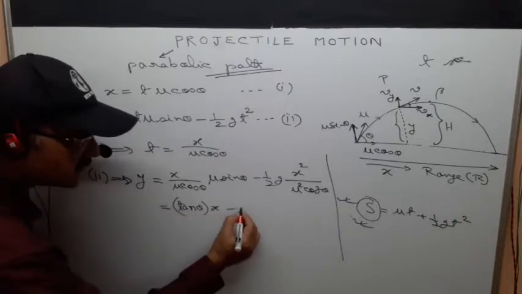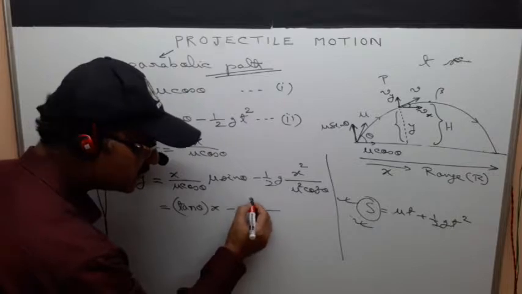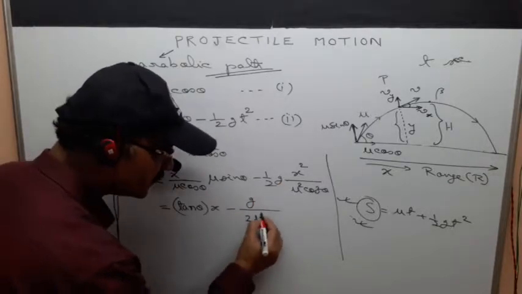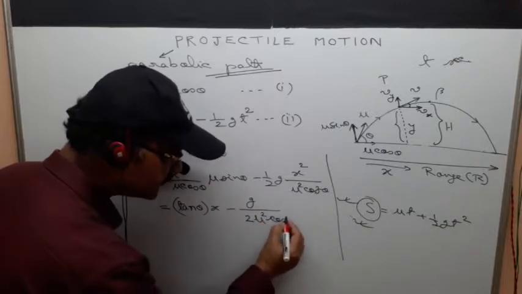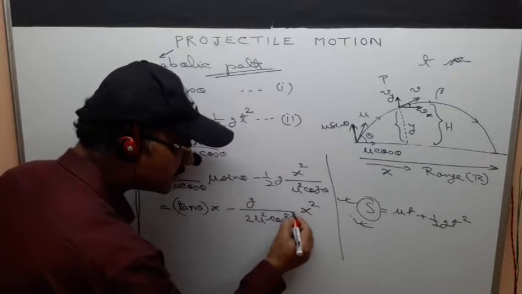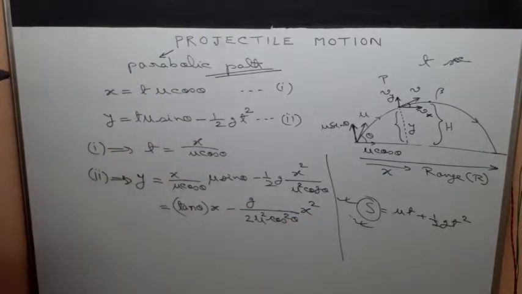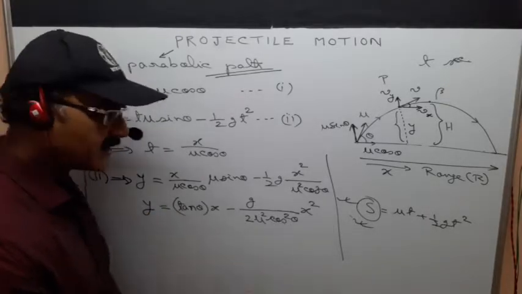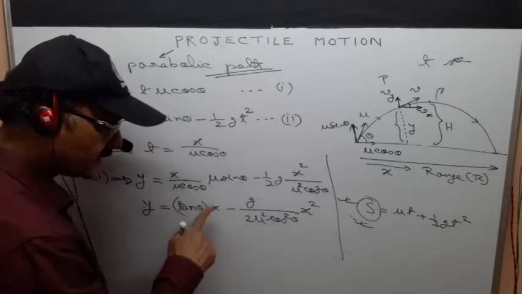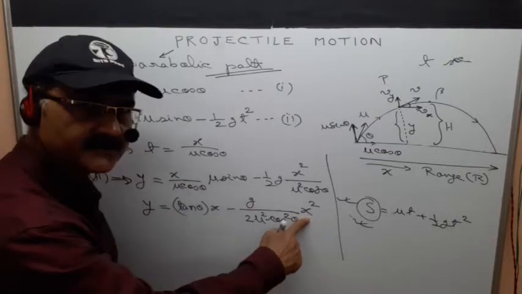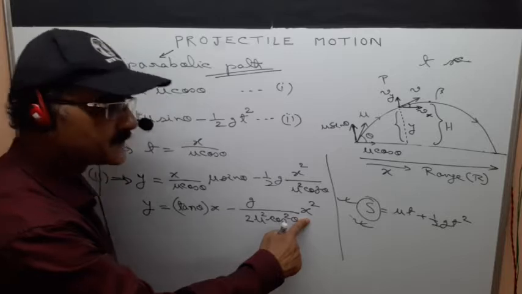into x minus g by 2 u square cos square theta into x square. Intentionally I am writing it like this. I have written the x here, I have written x square here. Okay.